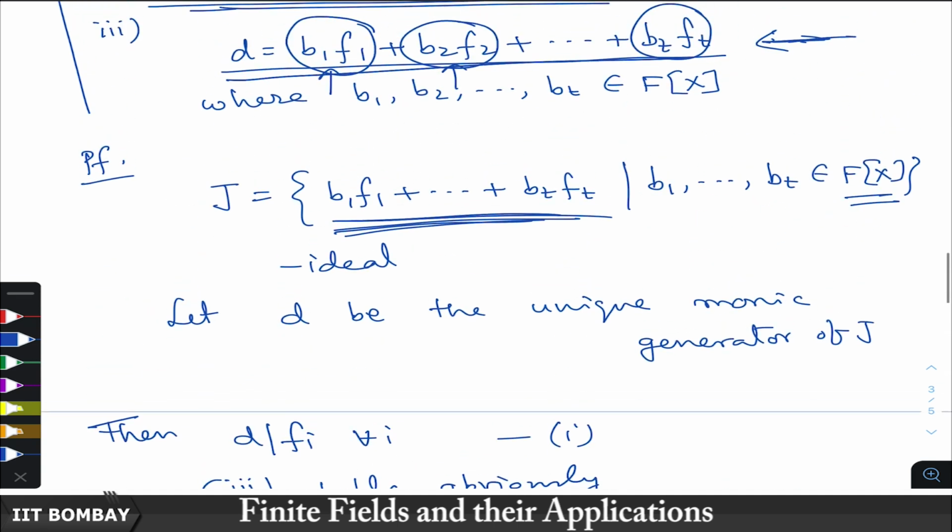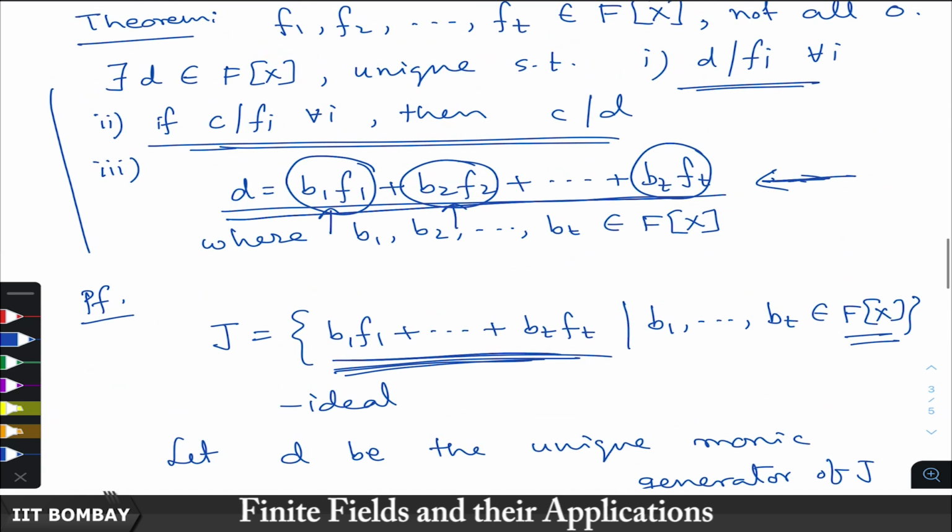Now, it is often useful to be able to compute this expression for the GCD. We know that the GCD can be expressed in this form for given polynomials, but how do we find out what these b1, b2 up to bt are for given polynomials f1, f2 up to ft? How do we find out these coefficients, so that that particular combination gives us the GCD?